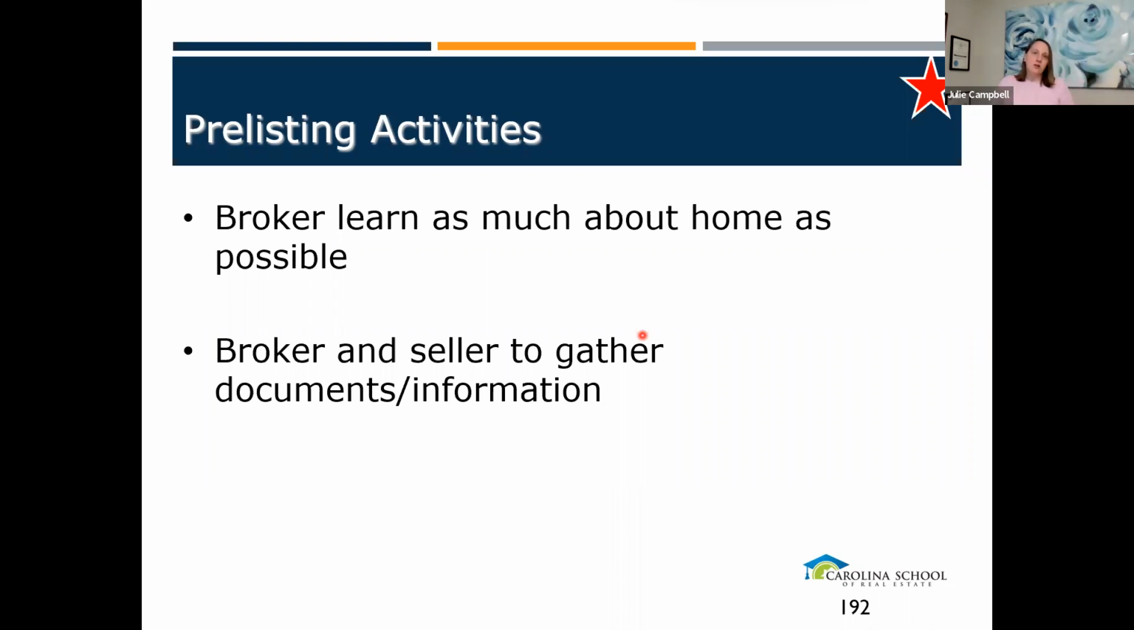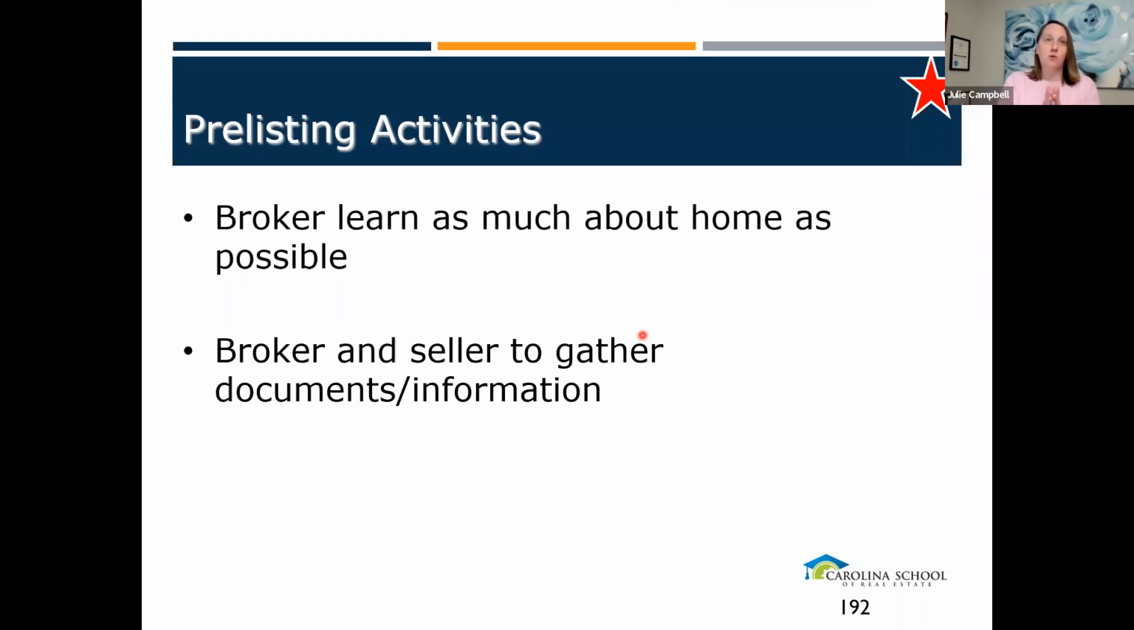We need to find out what their approximate first mortgage balance is, second mortgage, third mortgage. Because in doing your research to get ready for this listing appointment, you know about what you want to list it for. And if all of the seller's outstanding debts start adding up and exceeding what you think you're going to be able to sell it for, we have to have the hard talk with the seller, don't we?